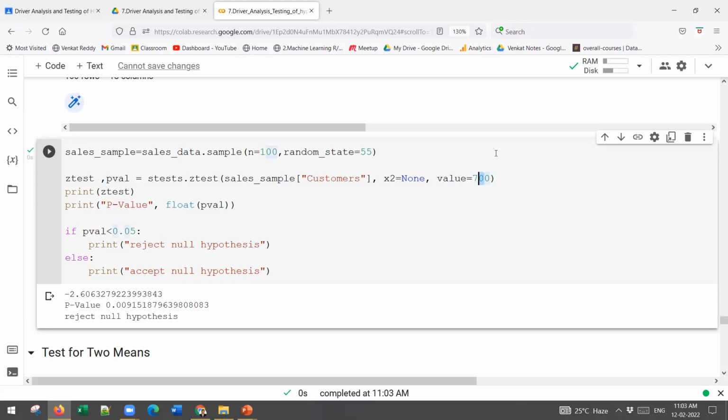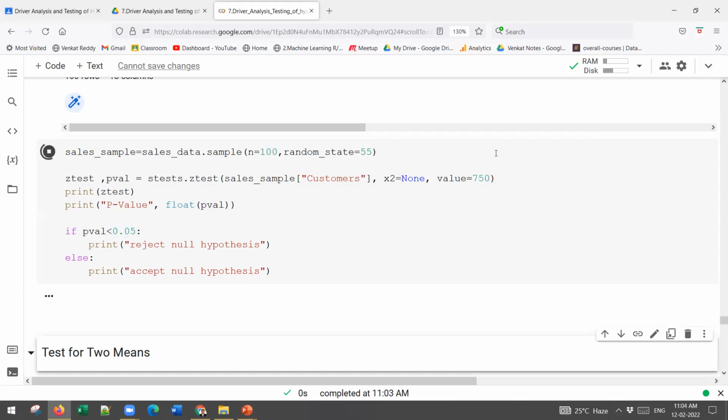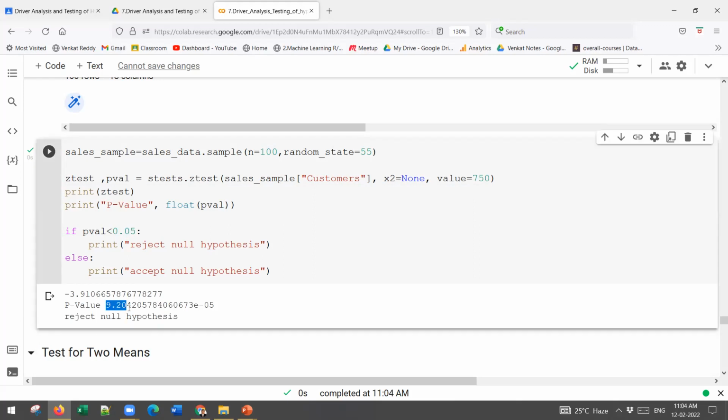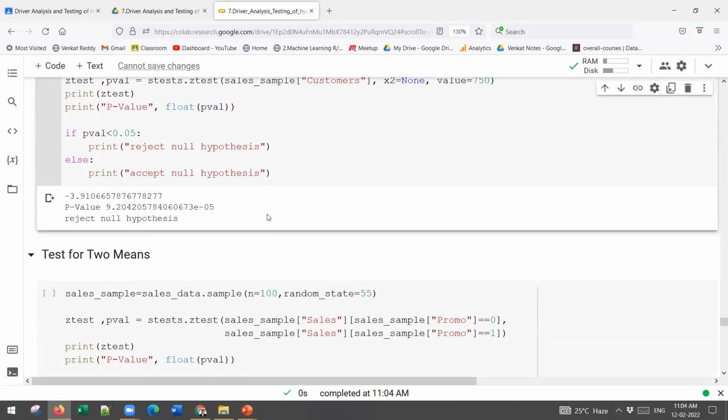If we say the average number of customers is 750, the P value is 9.20 times e power minus 5. What does that mean? E power minus 5 means divided by 5 zeros. That means it is 0.00009. If you have such a P value, P value is very less. What does that mean? Our expectation and the result are far away from each other, which means reject the null hypothesis. Okay, that is the example.